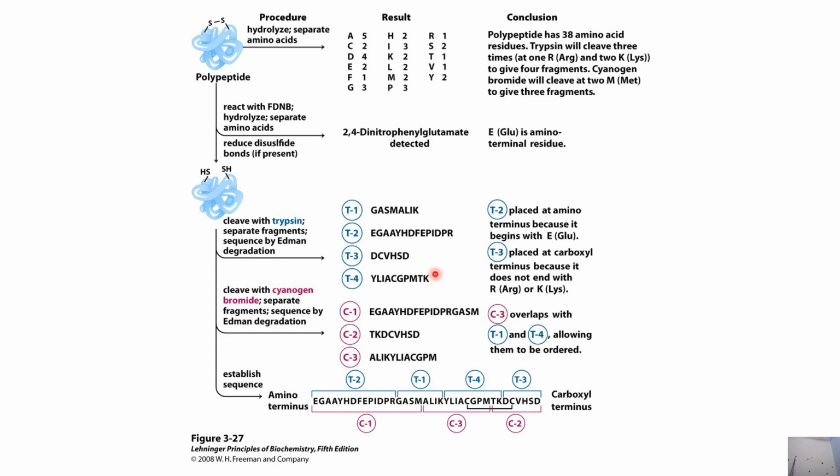So we have the procedure: hydrolyze and separate amino acids. It can react with FDNB, then hydrolyze and separate amino acids. It can be used on disulfide bonds as well. The polypeptide will react with FDNB, we hydrolyze and separate the amino acids, and the disulfide bonds will be reduced if they are present. Now we then cleave with trypsin. Trypsin will cleave at the C-terminal end of arginine and lysine, the basic amino acids, and the fragments will be separated and sequenced by Edman degradation. And then we can cleave with cyanogen bromide, separate the fragments and sequence by Edman degradation again. And then we can establish the sequence basically. That is how this happens.